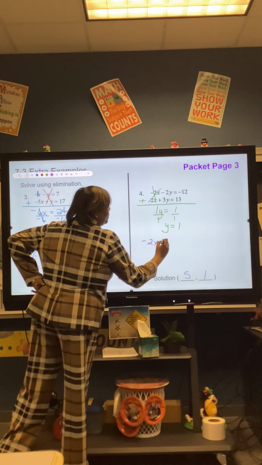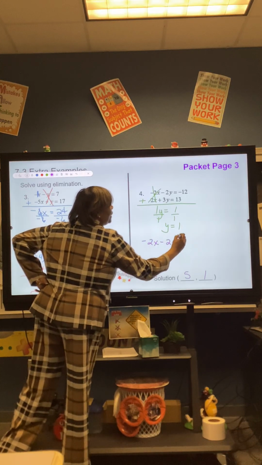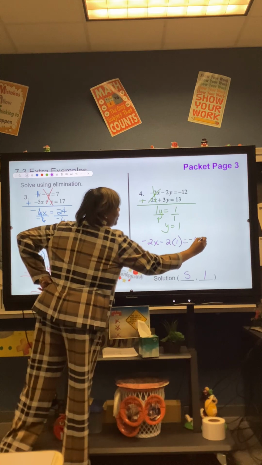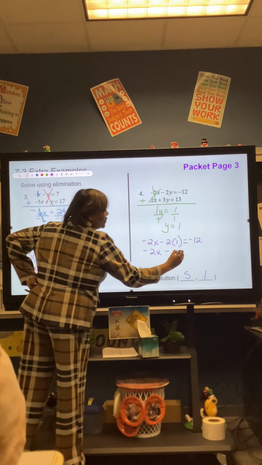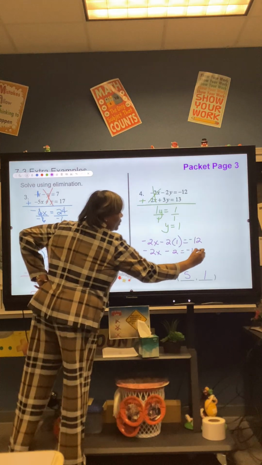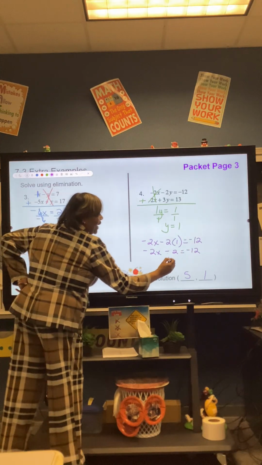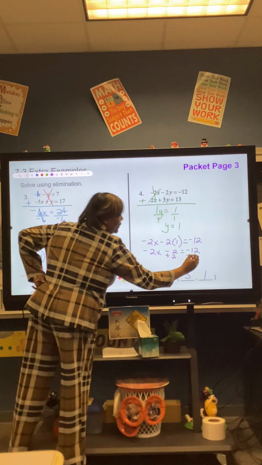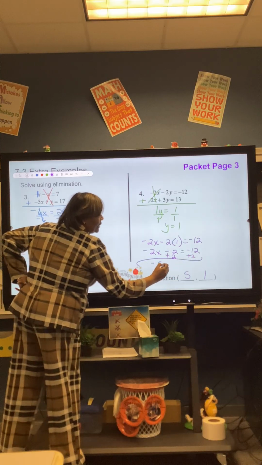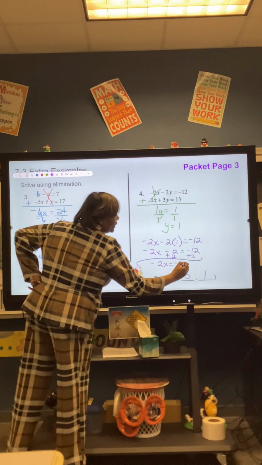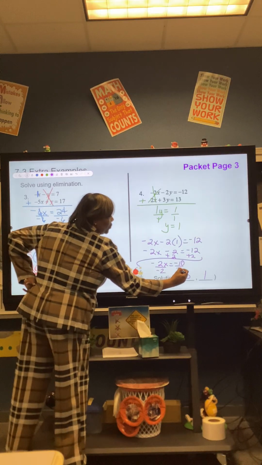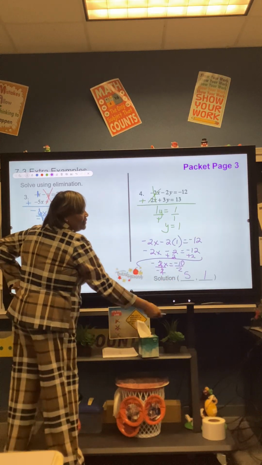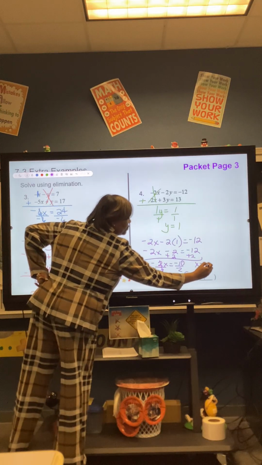Negative 2x minus 2 times 1 equals a negative 12. I got a negative 2x minus 2 equals a negative 12. I need to add 2 to create that 0 pair. I get a negative 2x is equal to a negative 10. Divide both sides by a negative 2. When I divide a negative and a negative, x should be positive.